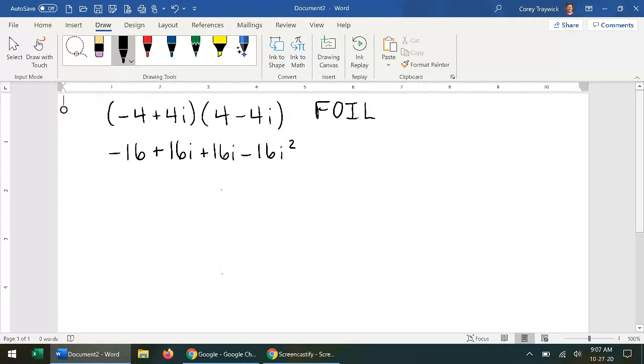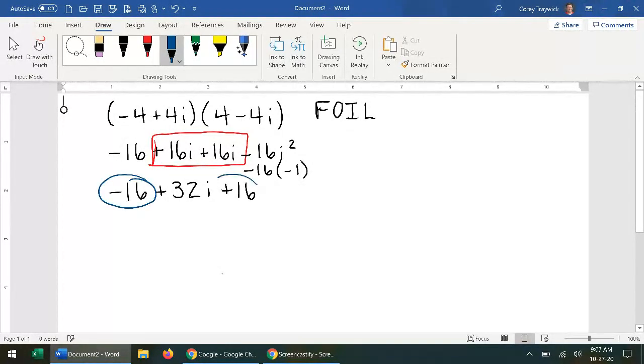You can simplify this. All right, so we can combine the middle terms right here. So it gives us 16i plus 16i equals 32i. And then for this, I've got minus 16 times i squared, which is negative 1, and that equals positive 16. Well, look what happens here. When I combine negative 16 and positive 16, that equals 0. So all I'm left with is 32i, and that's the final answer.